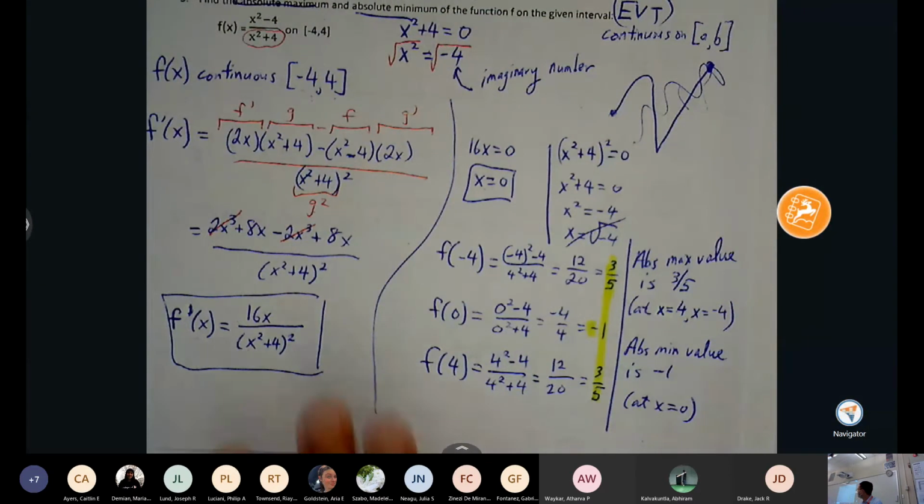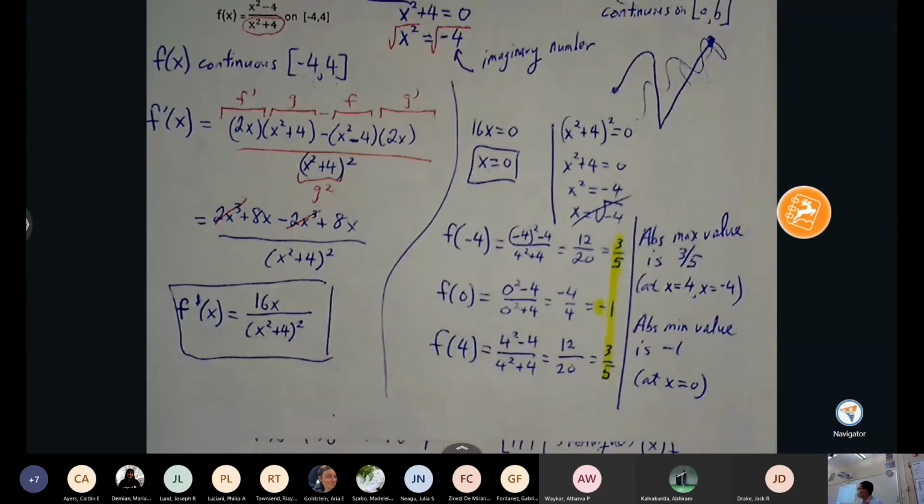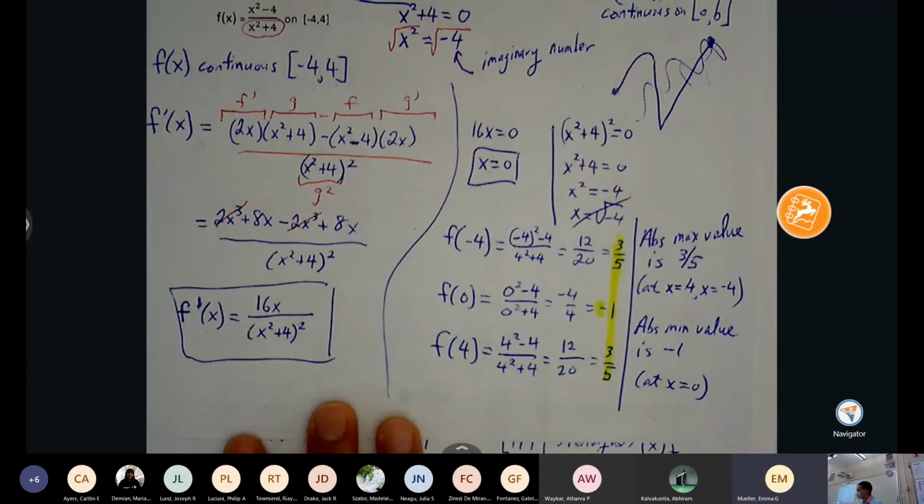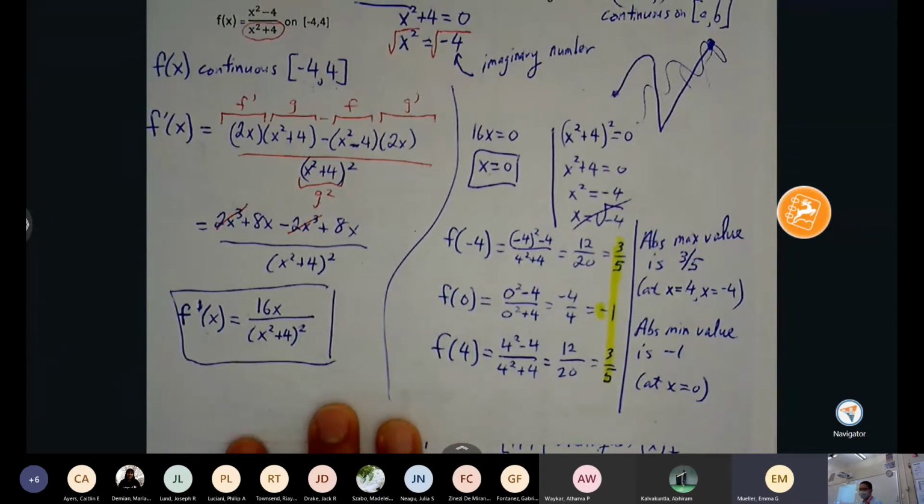Mr. Yang, yes. When you're on the test, when you have to use the first derivative test, concavity test, and second derivative test, what will the question ask? Like, how do you know to use it?